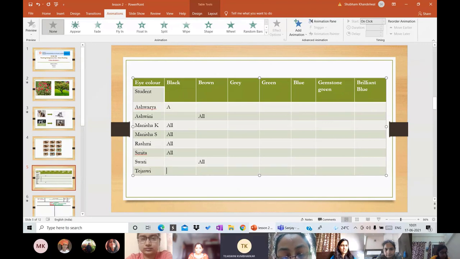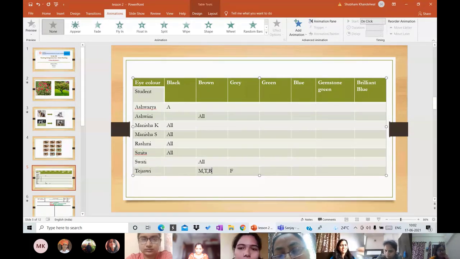Light brown, but my father's eyes are gray. Okay, father's eyes are gray, and mother and Tejasvi. And your brother is having brown eyes, right? Light brown. Okay, we'll consider it as brown.